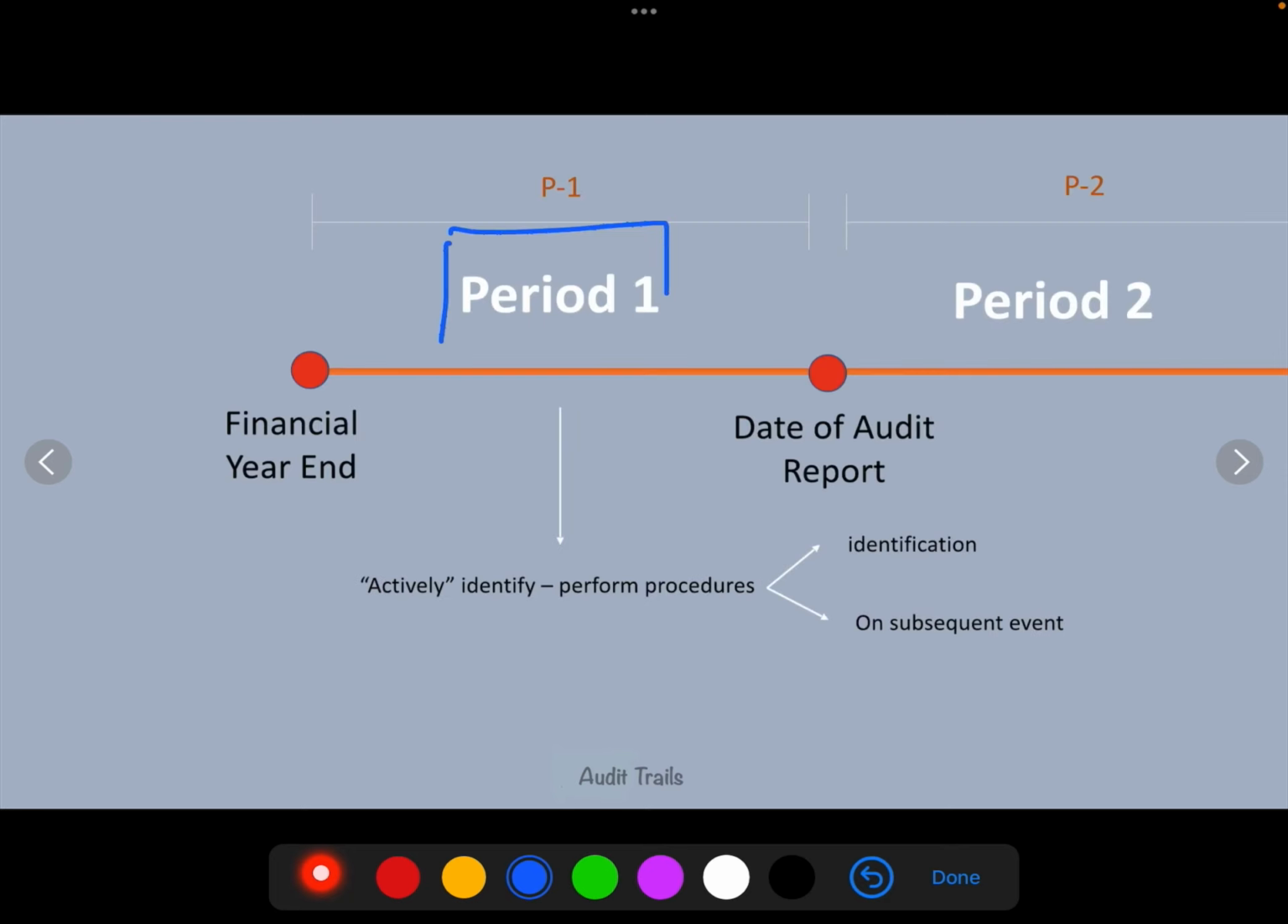Starting from our period 1, that is the time period between our financial year end and before the auditor signs his audit opinion. During this period, the auditor will have an active duty, that is, he will purposely perform procedures, first for identification of any subsequent event, and after identification, proper procedures on those identified subsequent events as well.